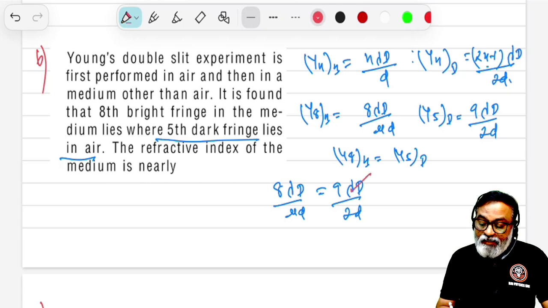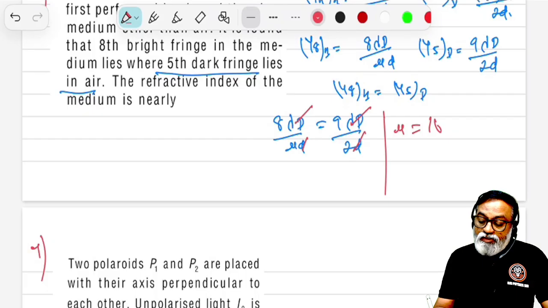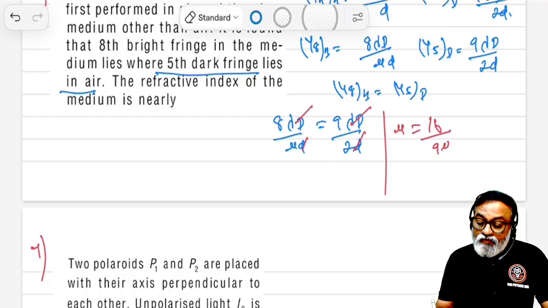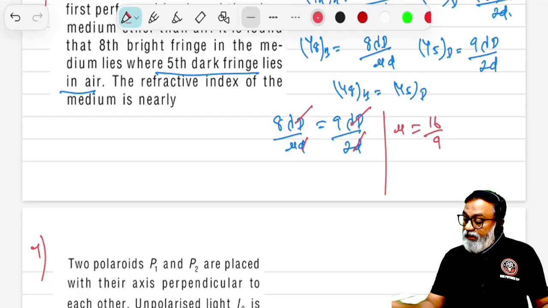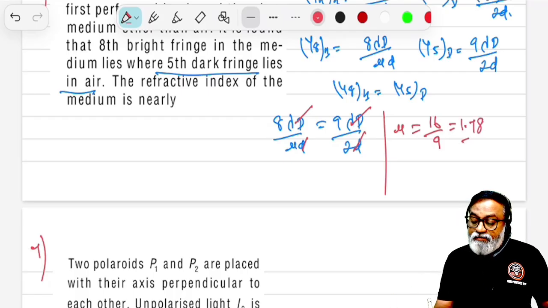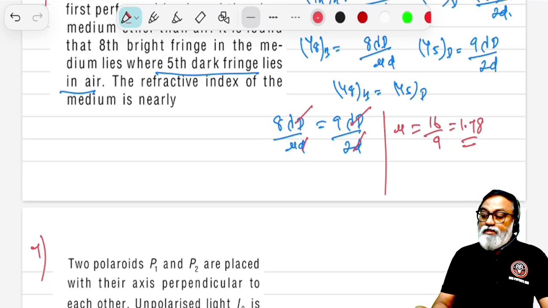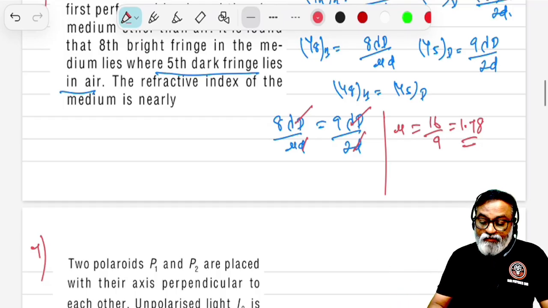From this, lambda D cancel. Therefore mu is equal to 16 by 9. It is approximately 1.78. This is the refractive index. Next one.